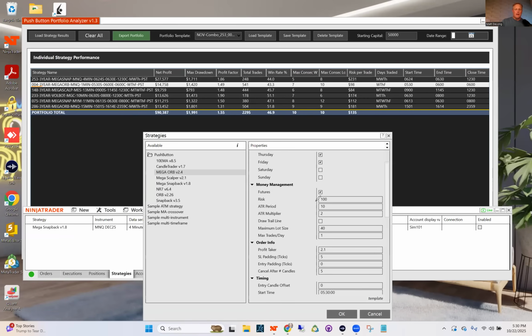What you'll notice, we were just talking about this before, is the risk. How much risk am I going to lose if I'm wrong? Now, the cool part is our profit taker is a multiple or a factor of our risk. What does that mean? When we lose, we're going to lose, in this case, $100. When we win, we're going to win 2.1 times our $100, or $210, right?